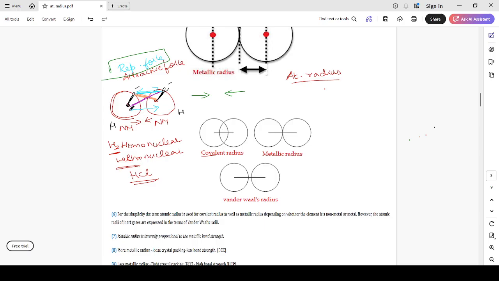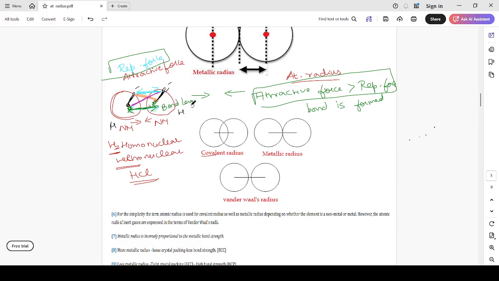So at a particular distance between their nuclei, what happens? The attractive force becomes more than the repulsive force. Only at exactly a certain particular distance between the two nuclei does this happen. At this distance only, the bond is formed. So the distance between the two nuclei is called bond length.